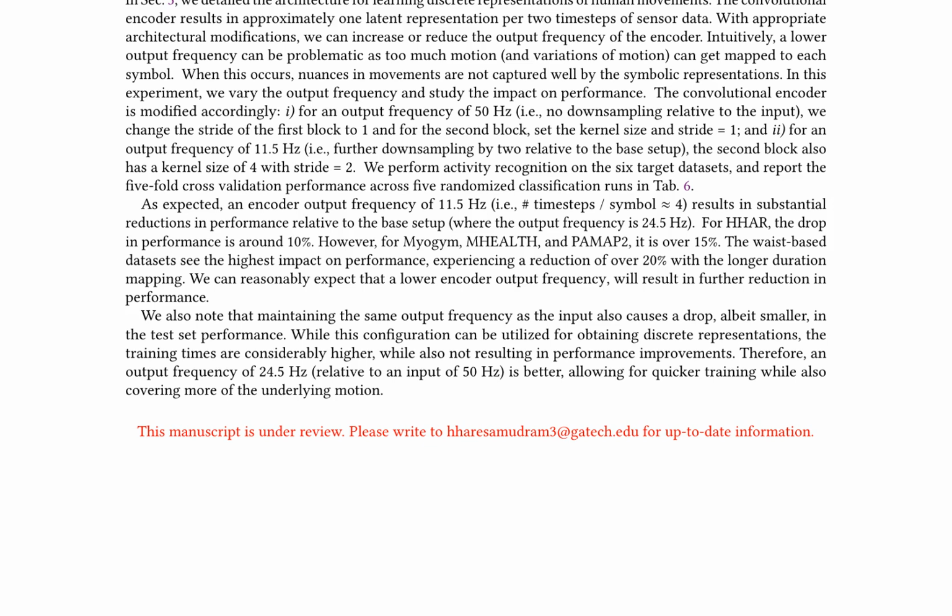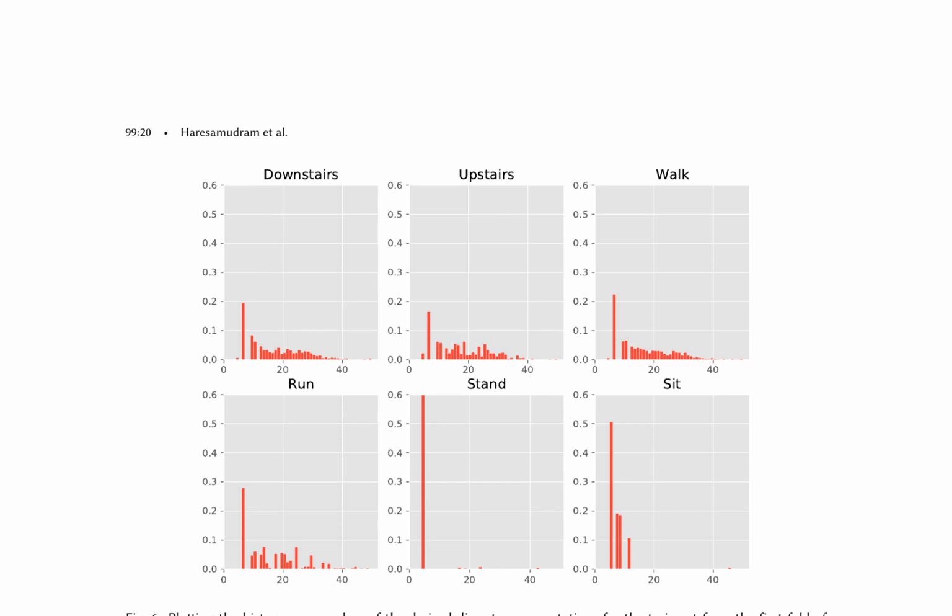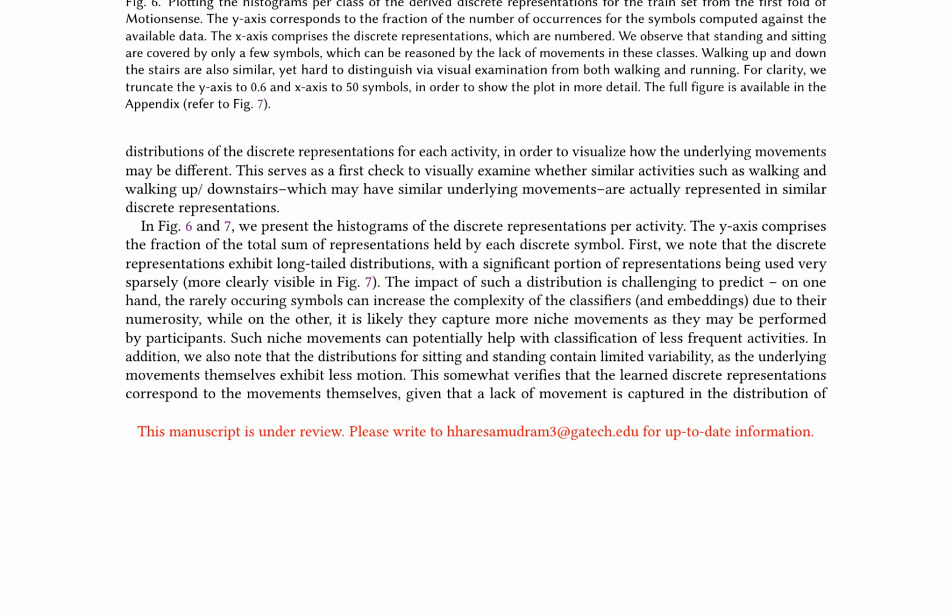Additionally, the use of pre-trained Roberta embeddings for classifying discrete representations improves activity recognition performance, achieving state-of-the-art results for 3 datasets. The authors also investigate the use of self-supervision to learn discrete representations, utilizing small and medium Roberta models. The results show that using learned Roberta embeddings leads to performance improvements across 5 target datasets. The distributions of the discrete representations exhibit long-tailed distributions, with significant portions being used very sparsely, which may increase the complexity of classifiers and embeddings.